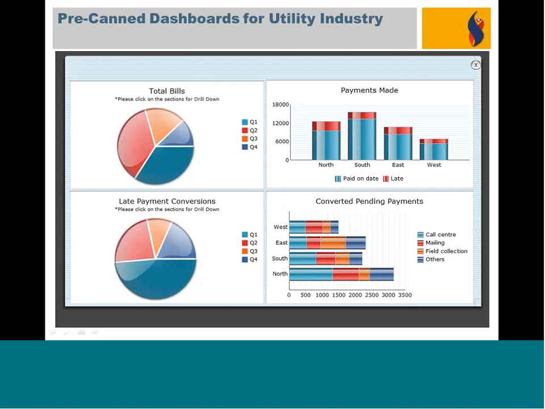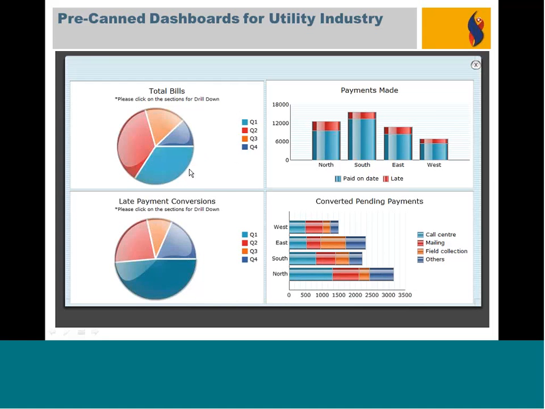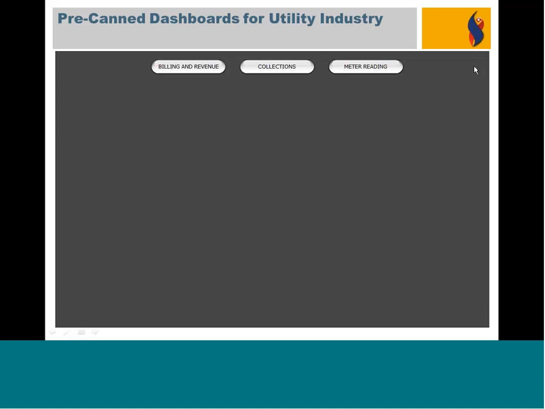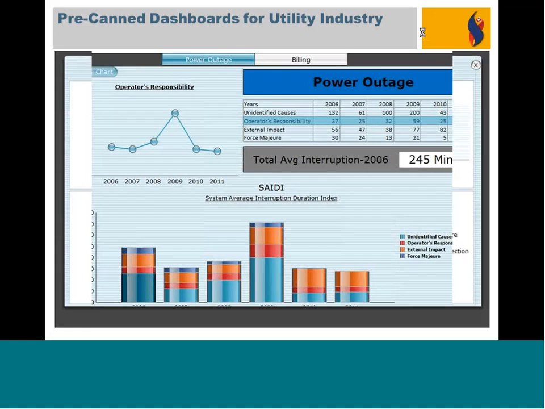This next dashboard that you're looking at now is a utilities dashboard. It talks about your billing, for example. Now it will give you information about billing for different areas, for different zones, and for different quarters. If you look at collections, for example, it will once again give you information about your collections over different periods of time. You have billing and revenue information as well. You can see, for example, what bills were dispatched, what were paid, and what was the revenue generated for this period of time. This allows you to gain granular information about your business.